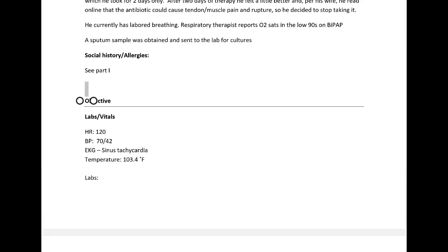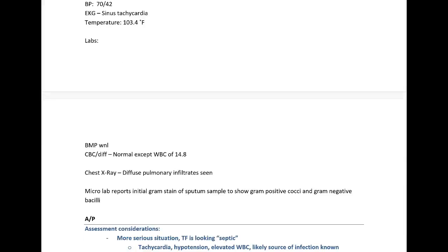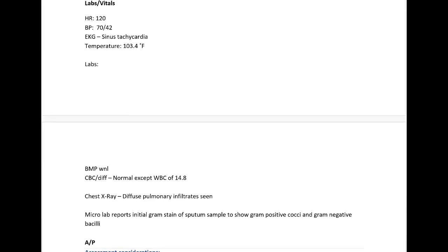And you get a sputum sample. You send it to the lab. The same patient, so same allergies and social history apply. I won't go over that again. Labs and vitals are there. He's got tachycardia. His blood pressure is down, and his temperature is elevated.